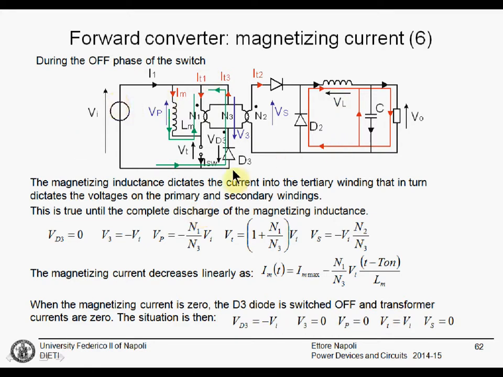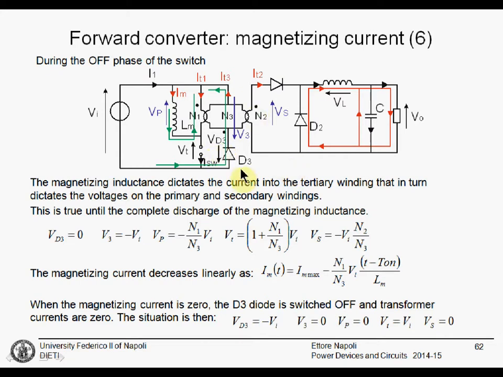Keep studying the off phase, we can understand that the magnetizing inductance and current dictate the current into the tertiary winding. We said that there is a magnetizing current that cannot change instantaneously. Then we can calculate the IT1 current, and once we know the IT1 current, we also know the IT3 current. This IT3 winding is the key to calculate the other voltages.